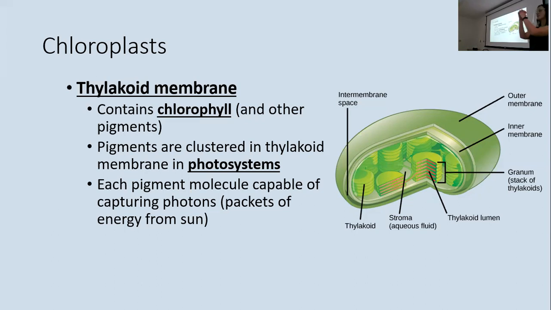So we've got these little photosystems kind of stuck in the membrane. And each pigment molecule clustered together in this membrane is capable of capturing photons, right? Little packets of energy. The energy coming from the sun is in the form of photons, and these little pigments can capture that energy and excite electrons that can then be used to generate ATP. Cool.